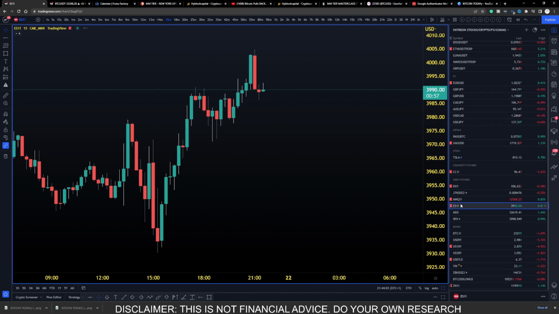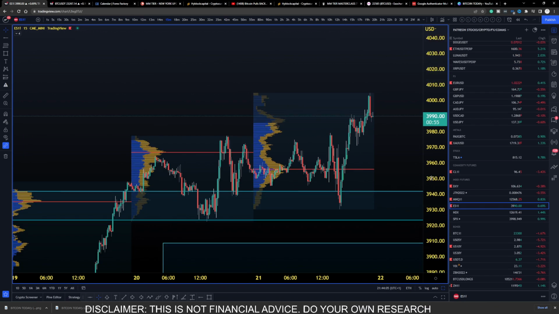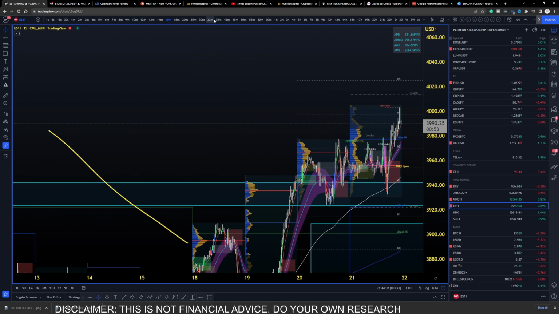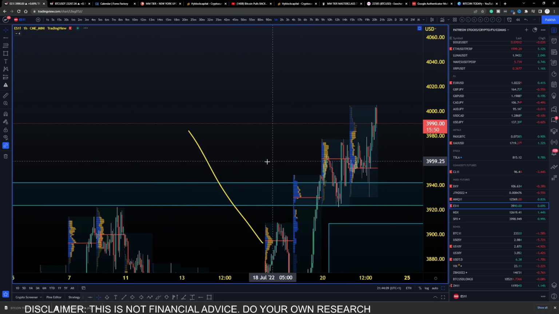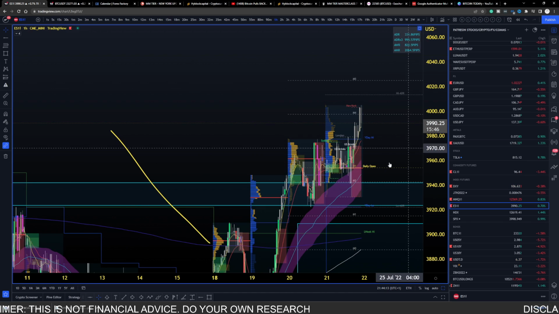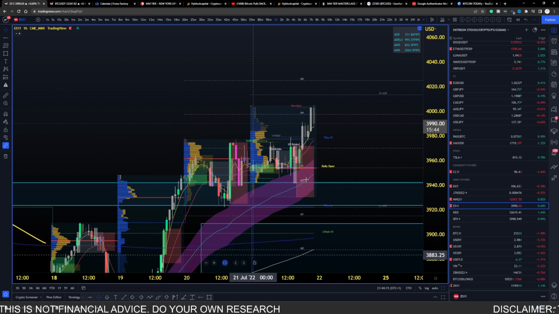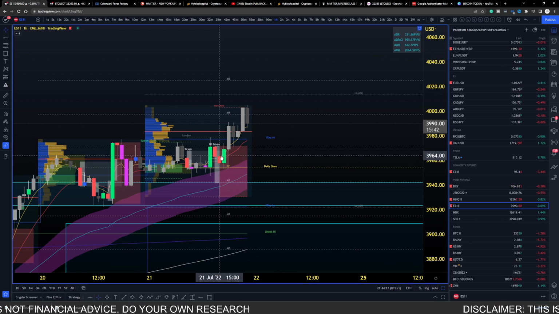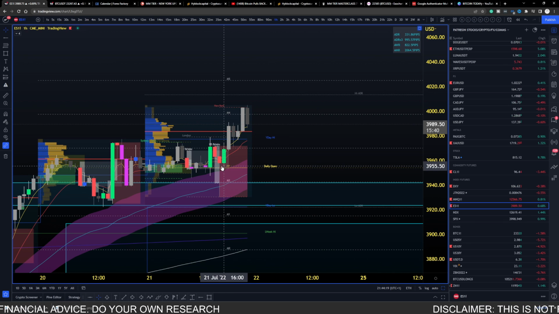Rolling over to the NASDAQ and the S&P. Zoom out. Where do you think S&P's going? 4,000, baby. We anticipated that 4,000 stop hunt low, shift out, stopping volume candle right there. Are you getting it, guys?